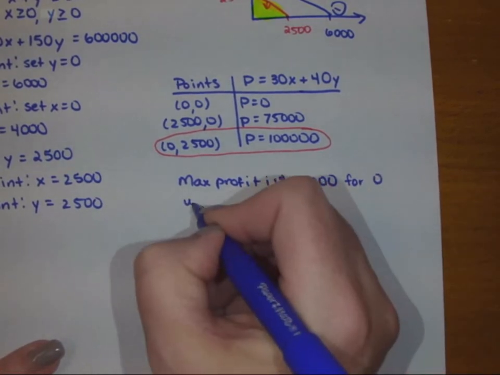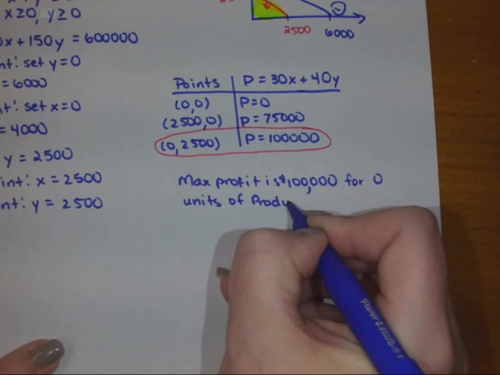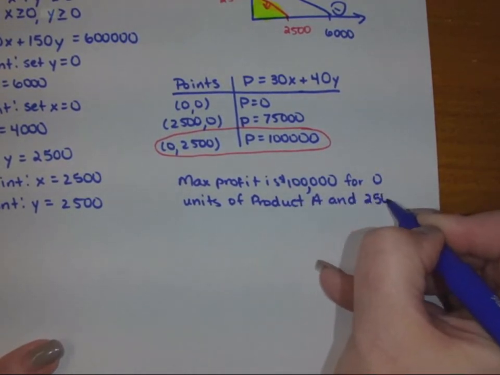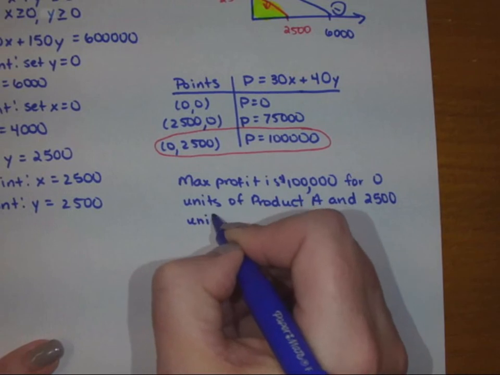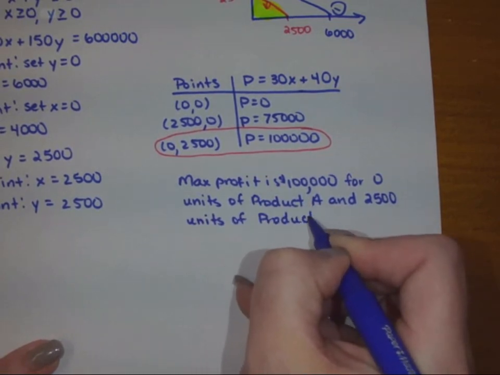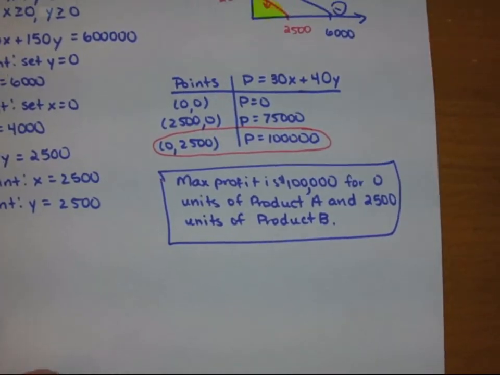For 0 units of product A and 2,500 units of product B. In other words, they really should not focus any of their attention on product A. They should actually just focus all of their resources and time on product B because it's making them more money.